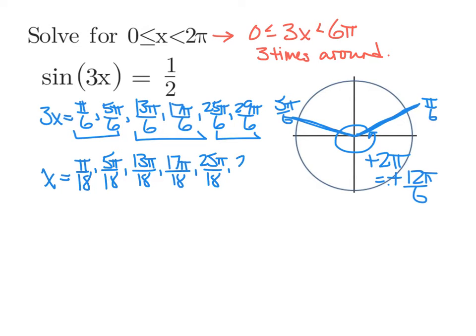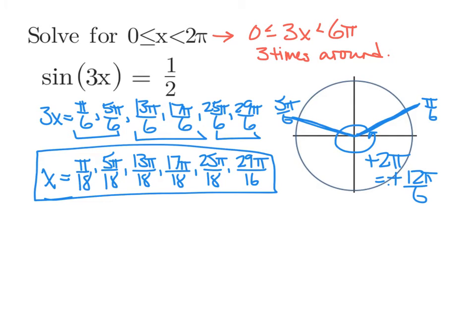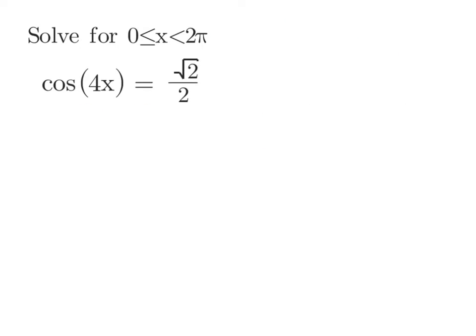And I want you to take a look when we get to the end here, that if you notice this last one, 29 pi over 18, that's less than 2 pi. Right? And they're all positive, so they're all bigger than 0. So once we get our final answer, our final 6 answers, all of those do end up being between 0 and 2 pi. So let's use the same process on a few more examples.